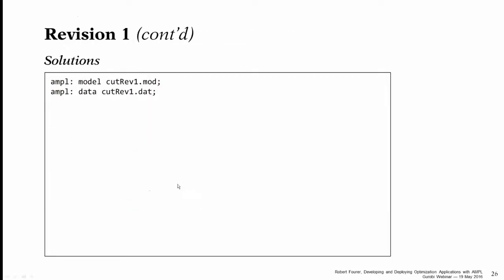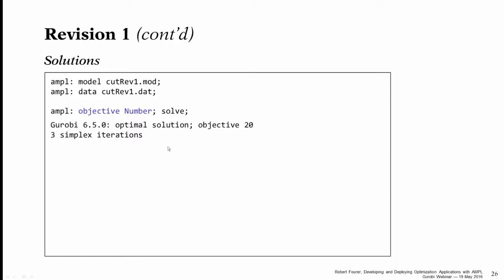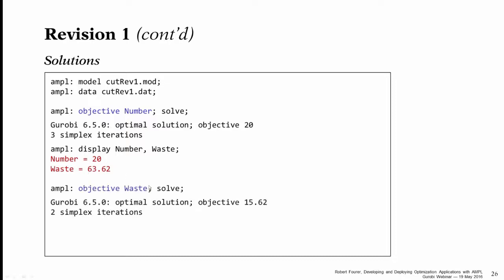And so I go back, I read the model and data in again. First I minimize the number cut, and I get what I got before. Turns out that I cut 20, and there's a waste of 63. Now I switch to the objective being the amount of waste. It turns out that the minimum amount of waste is considerably smaller. It's only 15. And when I do that, I see that the number cut in that solution is 35.